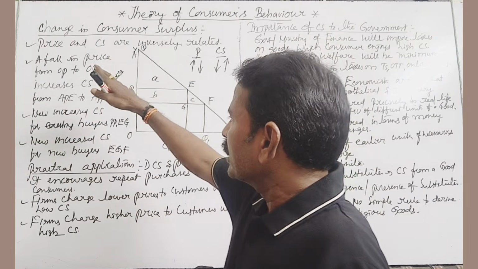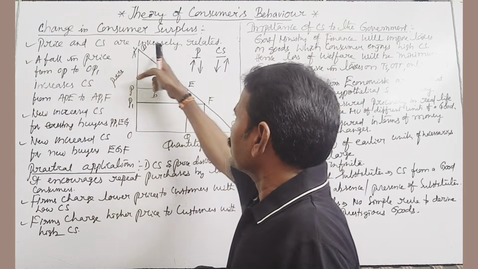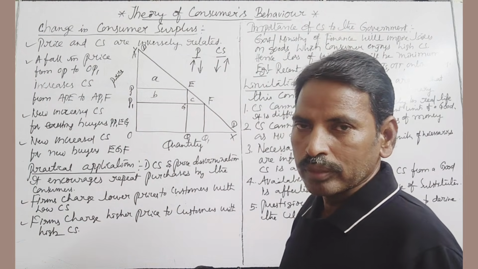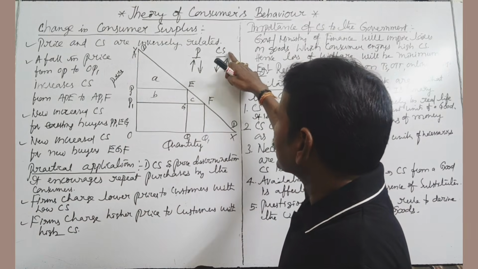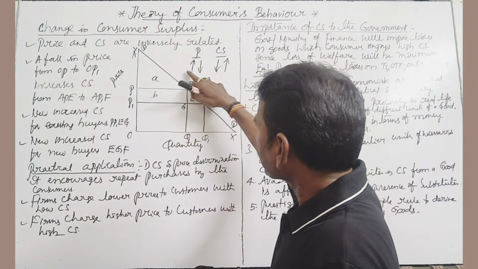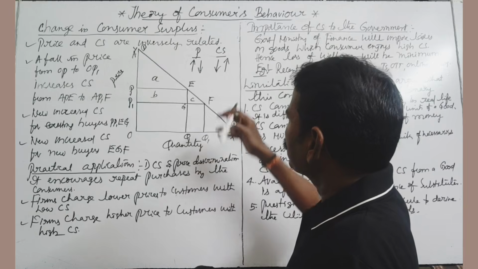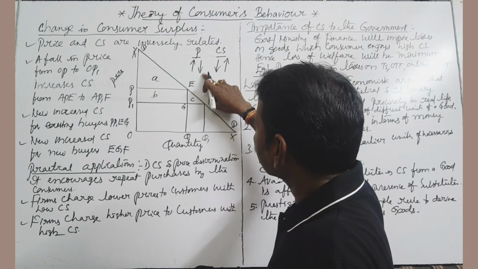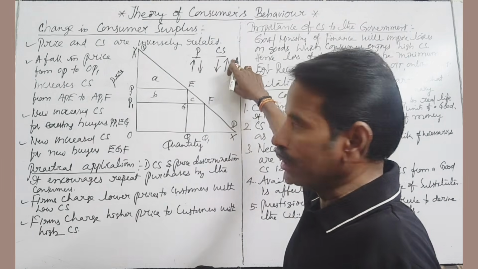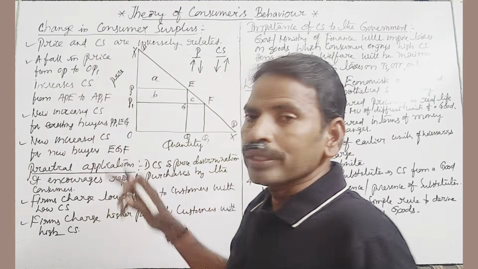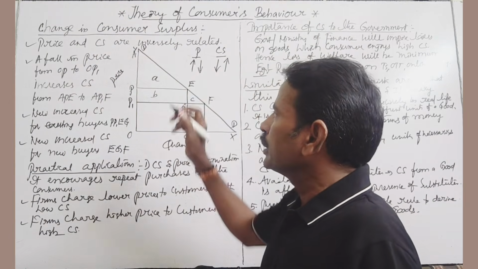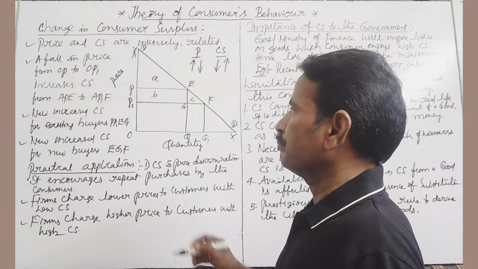Here, price and consumer surplus are inversely related. This is the price, this is the consumer surplus. Price rises, consumer surplus falls. Price falls, consumer surplus rises. There is an inverse relationship between price and consumer surplus.